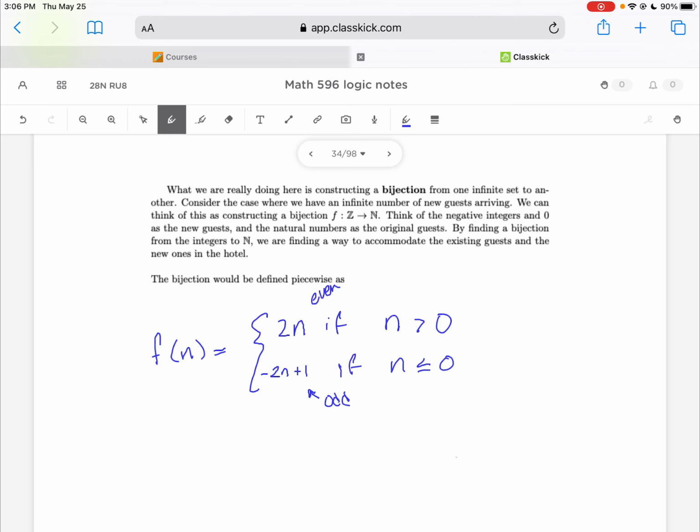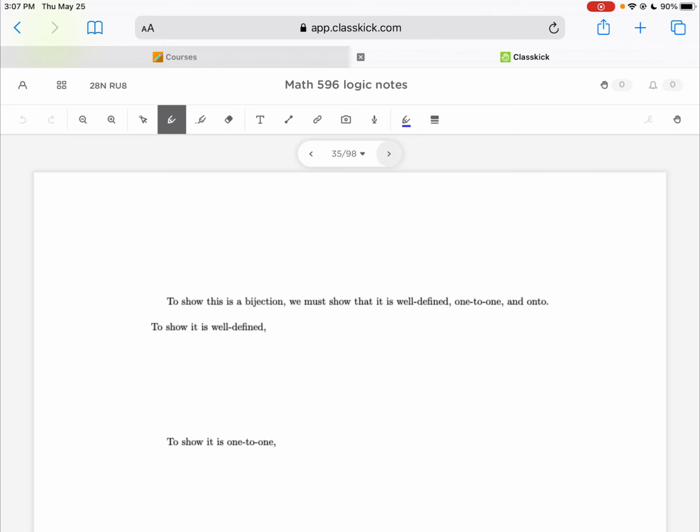Now, to show that this is actually a bijection, we have to do a number of things. We have to show that the function's well defined, first of all, that it's actually taking integers and mapping them onto a distinct natural number. And we also need to show that it's 1 to 1 and onto. So let me quickly rewrite this function here so we can refer to it. So 2n if n is positive, and negative 2n plus 1 if n is less than or equal to 0. We need to show that this is a bijection in order to justify that the cardinality of the integers is equal to the cardinality of the natural numbers.